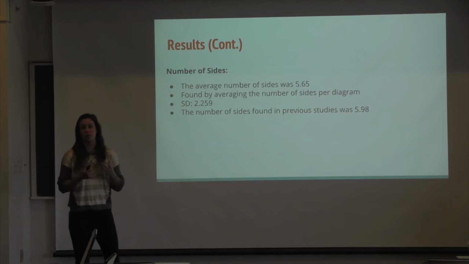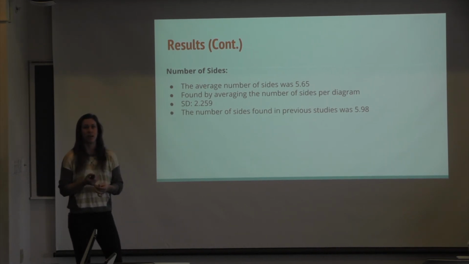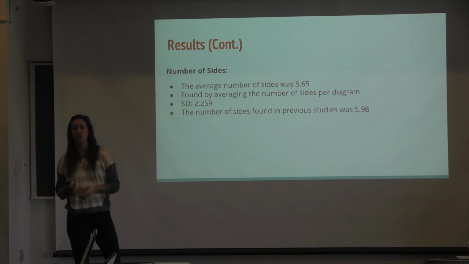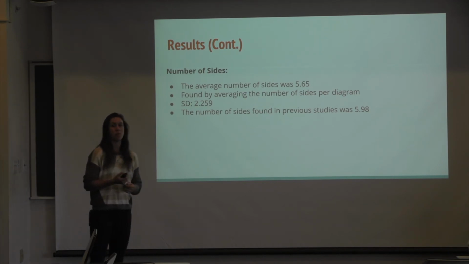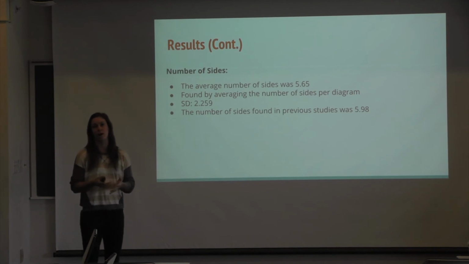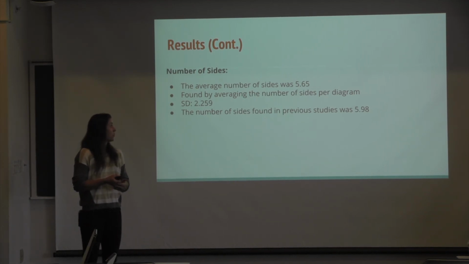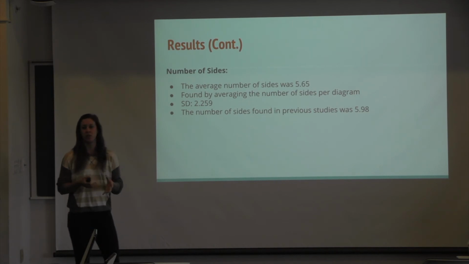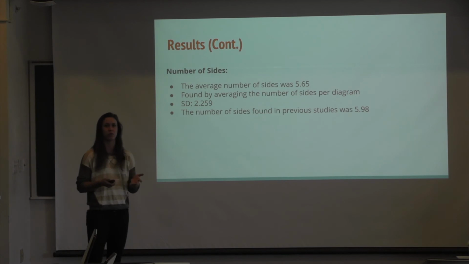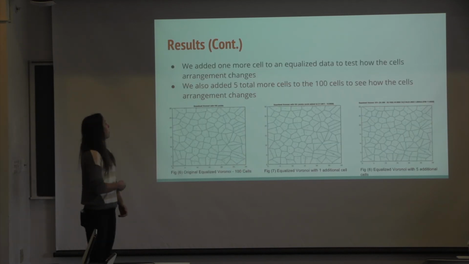So ultimately, we also found the number of sides, which we calculated by counting the number of sides for every single Voronoi diagram and then dividing by the number of cells. And we came to about 5.6, whereas in the randomized studies, they came to around 6. And so what ended up happening there is we may think that those random studies used thousands, hundreds of thousands of points, and we only used 100. So that may lead to disparity there.